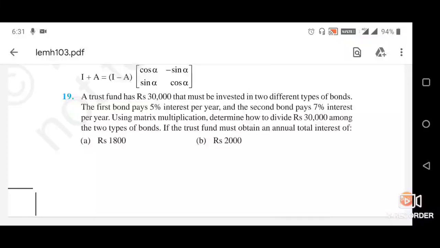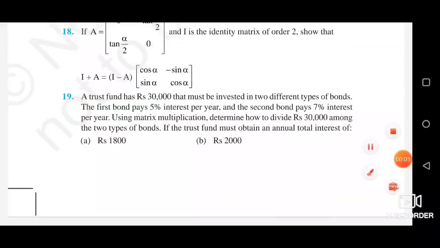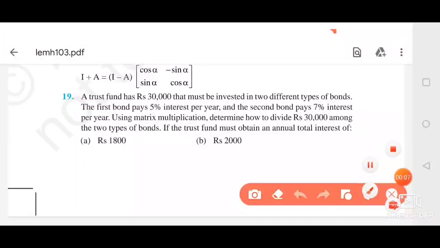Now come to question number 19 of exercise 3.2. In question number 19 it is given that a trust fund has 30,000 rupees that must be invested in two different types of bonds. So we have 30,000 rupees and we have to invest this 30,000 rupees in two different types of bond.